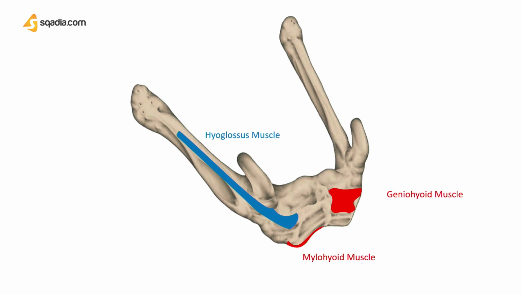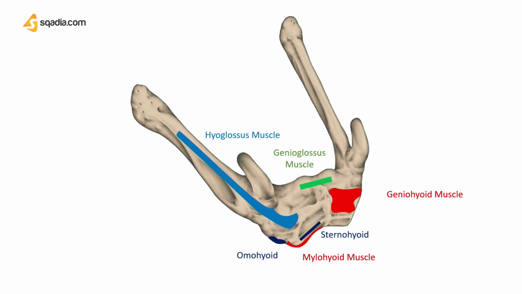The upper border of the body provides insertion to the lower fibers of genioglossus. The lower border of the body provides attachment to the pretracheal fascia. In front of the fascia, the sternohyoid is inserted medially and omohyoid laterally.